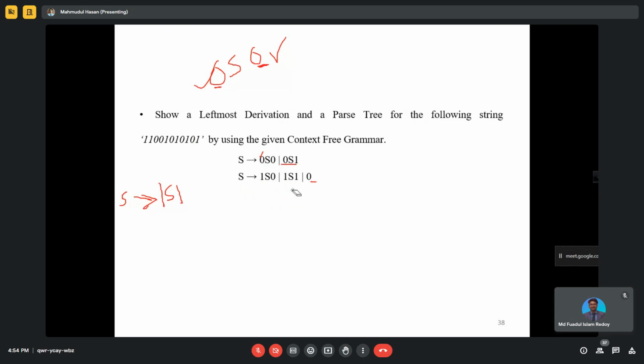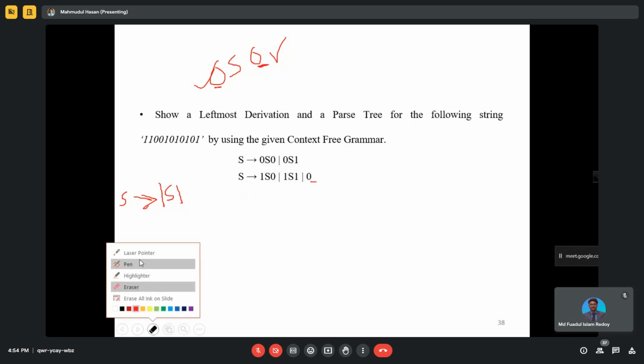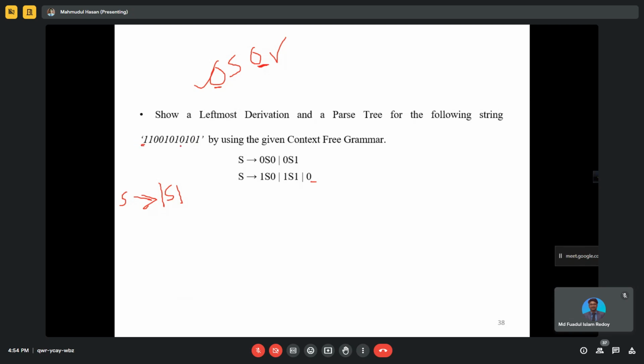Okay, this one is done. Now you can consider this one as S, and this one is the first one, and this is the last one. So 1S0. This is our second production rule.